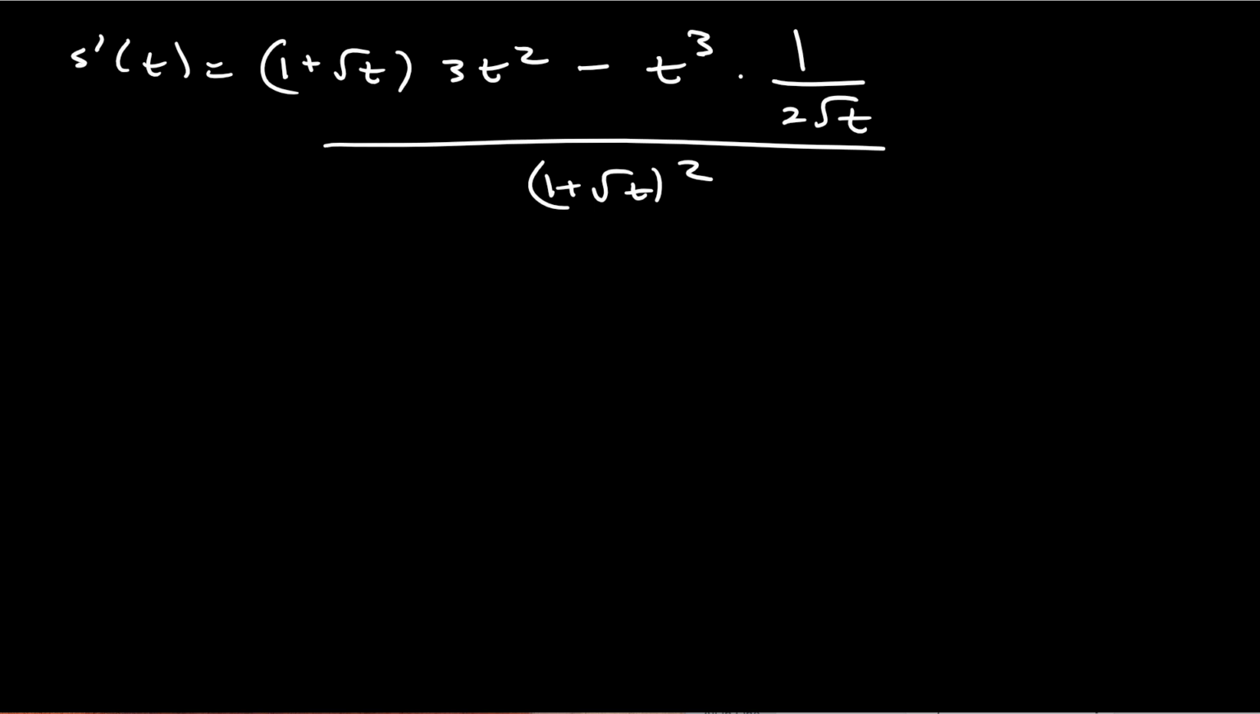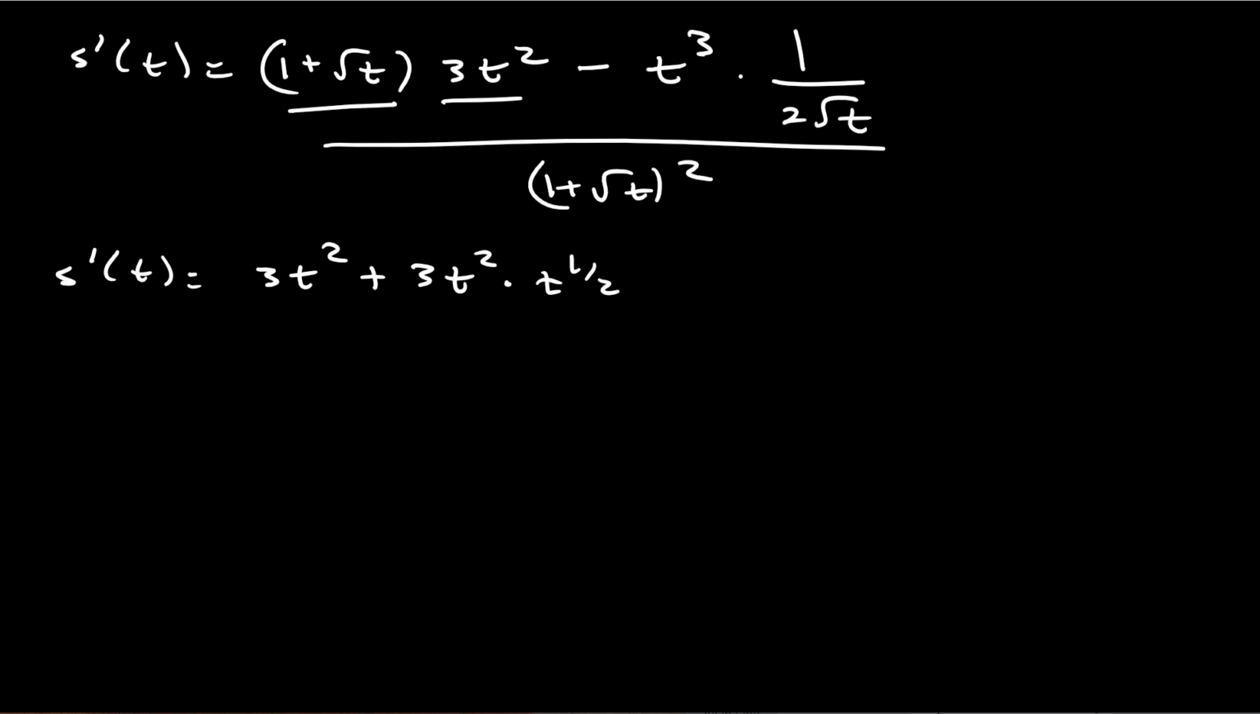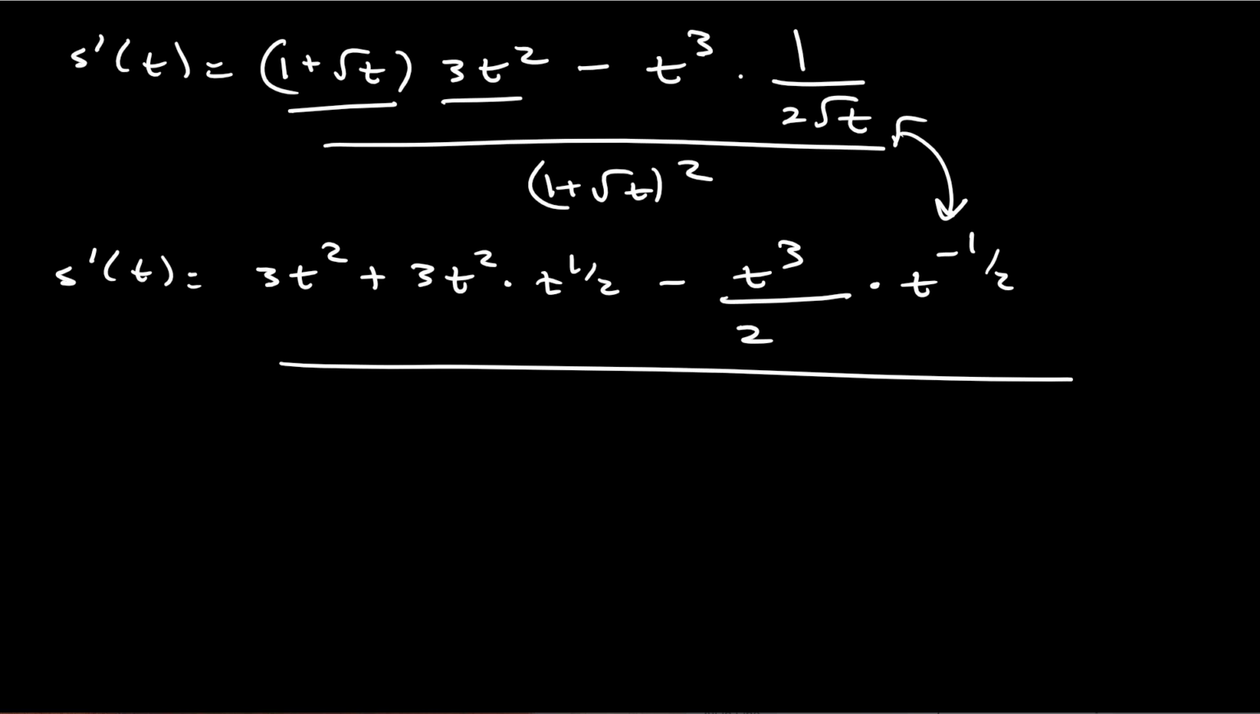Moving along, we multiply this term out. So we'll have s prime of t is 3t squared plus 3t squared times root t, which is just t to the 1/2. I'm just writing everything out, minus t cubed over 2 times t to the minus 1/2. T to the minus 1/2 is just the root t on the bottom. I brought it on top. And then we have plus 1 plus root t squared on the bottom.